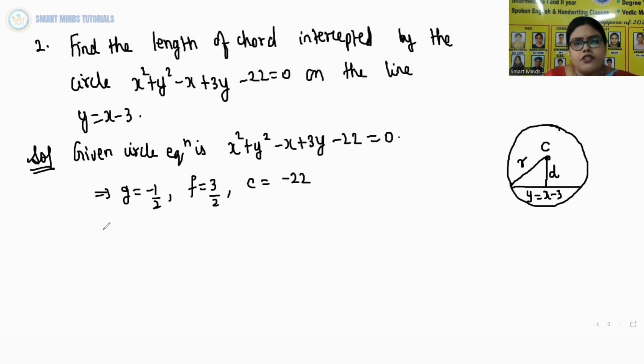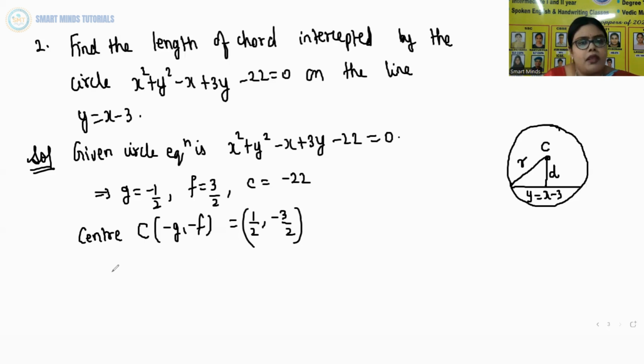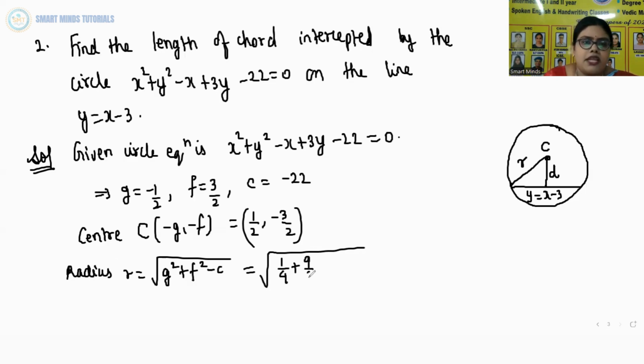Now after getting g, f, c we find the center. Center is denoted by capital C. Formula is minus g comma minus f. That is 1 by 2 comma minus 3 by 2. After finding the center, we find the radius. Radius r is equal to root over g square plus f square minus c. That is root over 1 by 4 plus 9 by 4 minus of minus 22, which is plus 22.